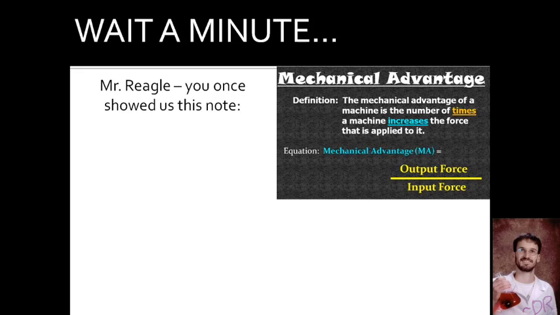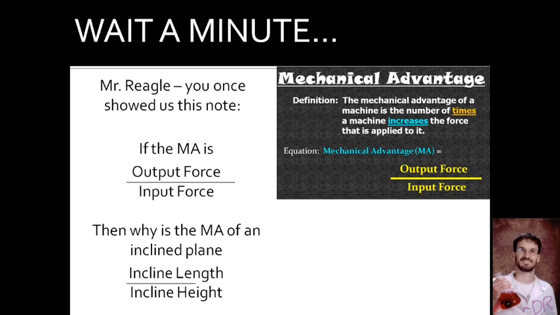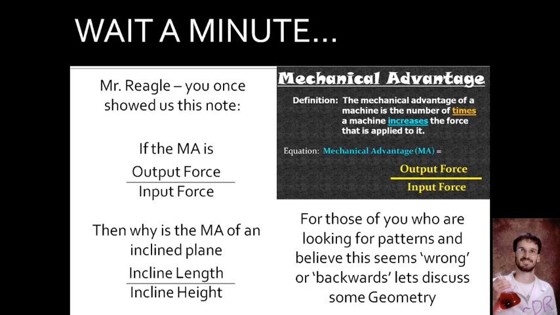So if something has a mechanical advantage of 2, and I put 2 units of force in, I would get 4 units of force out. If I put 5 units of force in, I would get 10 units of force out if it was a mechanical advantage of 2. So how does that correspond with the inclined plane? If the mechanical advantage is output force divided by input force, why is the equation to calculate that for an inclined plane the length of the ramp divided by the height of the ramp?